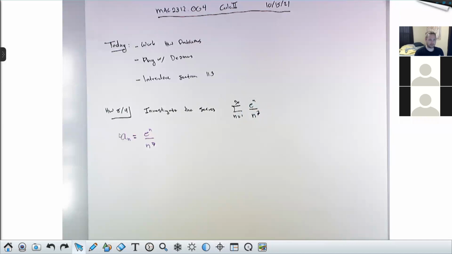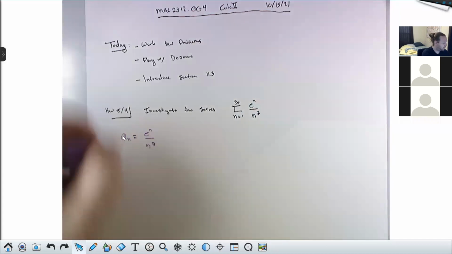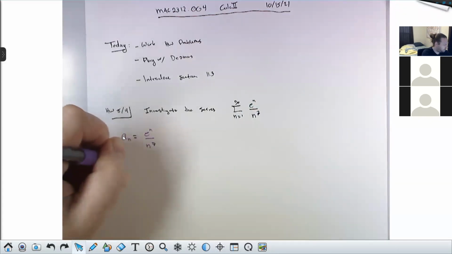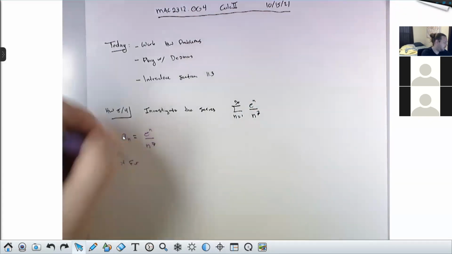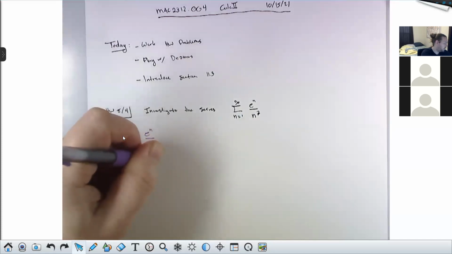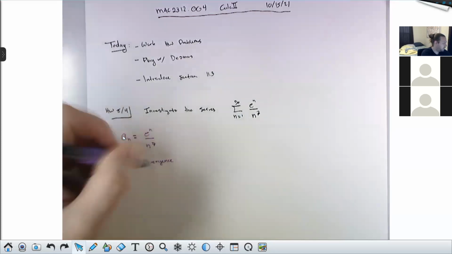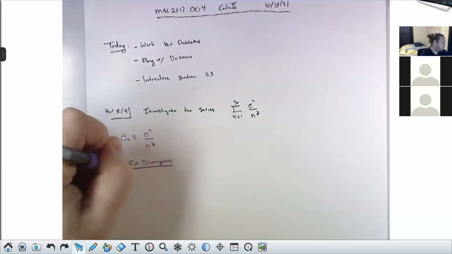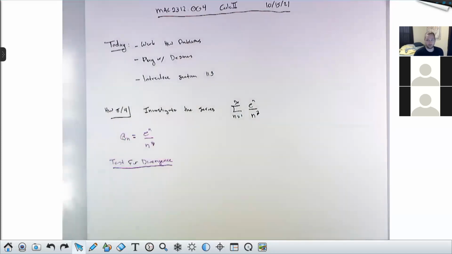So the only thing that really makes sense to try here is the test for divergence. Those are the only things we have for series so far. We have our result on geometric series. We know how to handle telescoping series by writing out the partial sums. And we have the test for divergence. Everything else we've learned so far in chapter 11 is for sequences. For series, that's all we have so far.